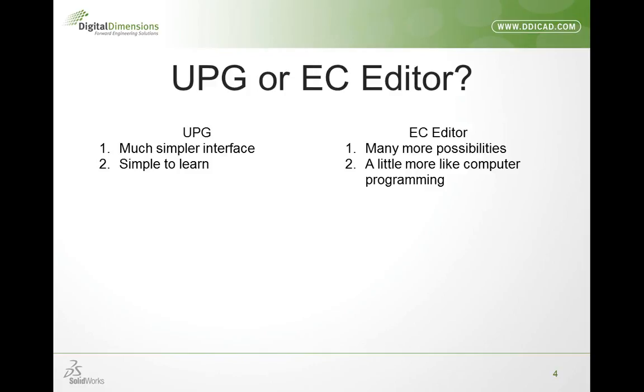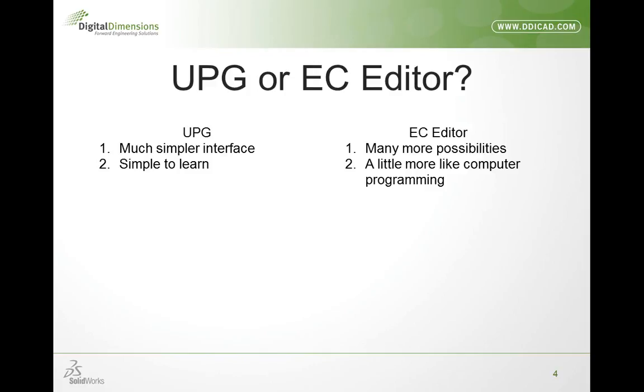I'm going to give you an example of both. I'm going to start off with the UPG. We're going to create a basic post, and then I'm going to go through editing it and making some changes. But then I'm going to jump into the EC editor and show why I might go to the EC editor. What things can the EC editor give me that I couldn't do with the UPG?